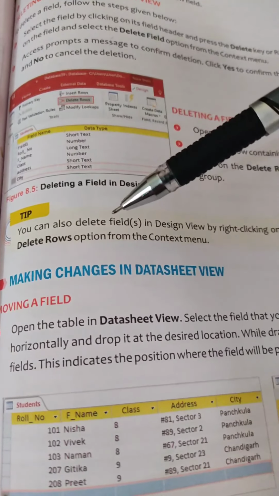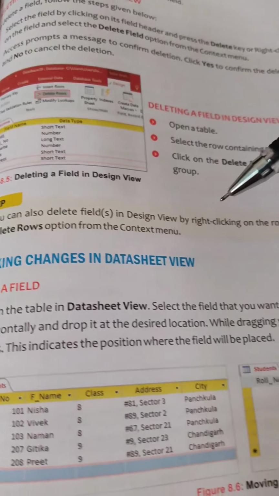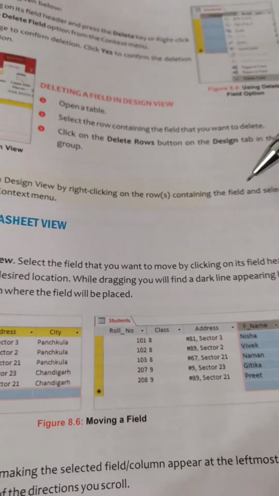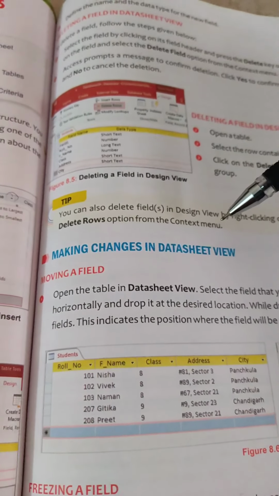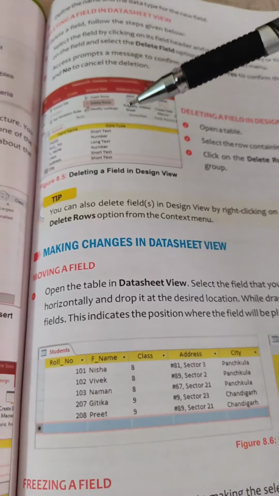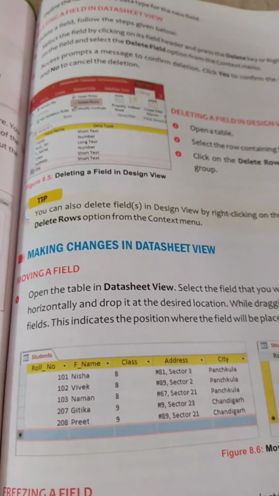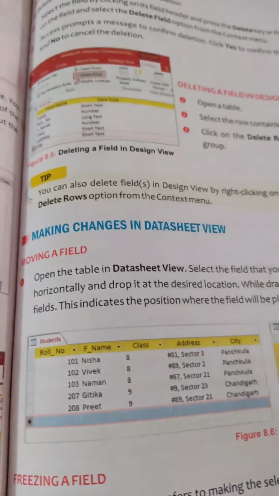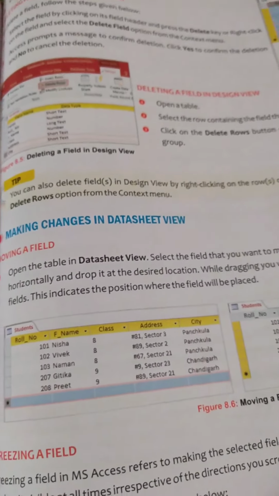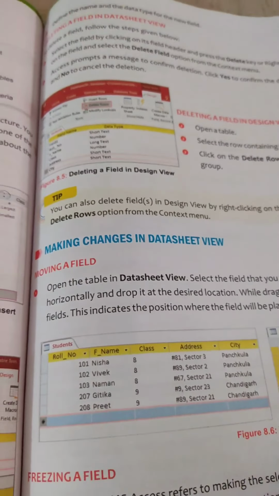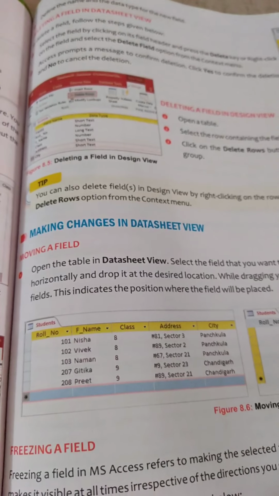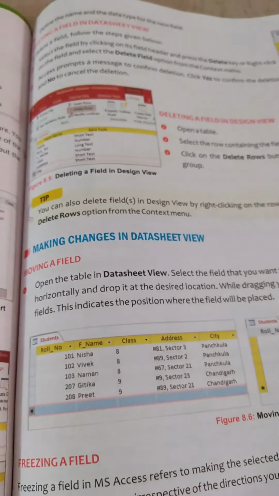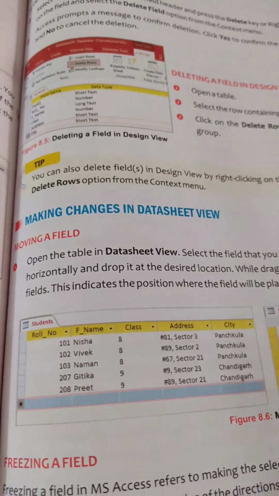Tip: you can also delete fields in design view by right clicking on the row containing the field and selecting the delete option from the context menu. So you can also delete a field simply by right clicking on the row that contains the field. जिस भी row में आपका field है जिसको आप delete करना चाहते हो उसके ऊपर right click करके you have to choose delete rows option from the context menu. That field will be deleted in design view.